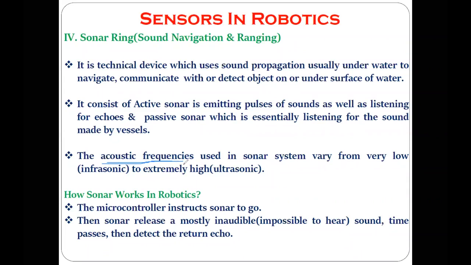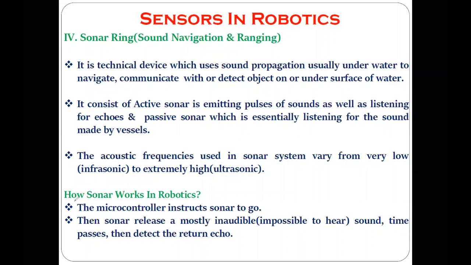Okay, so in the sonar device, acoustic frequencies are used in the sonar system, where the acoustic frequency can range from low to very high. A low acoustic frequency is referred to as infrasonic, while if the acoustic frequency is very high, it is considered ultrasonic. Okay, now this is the utilization of sonar in the case of a ship or a dock, etc.